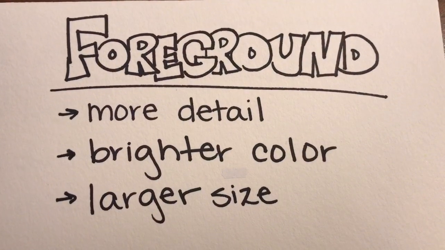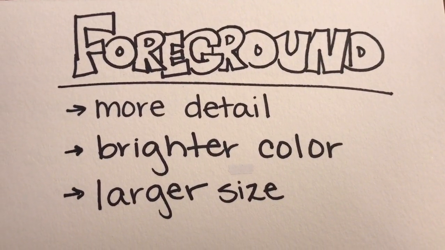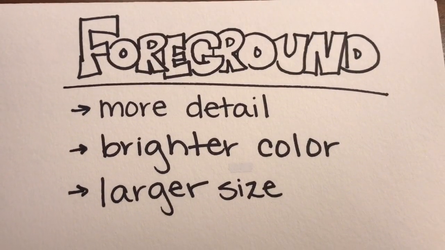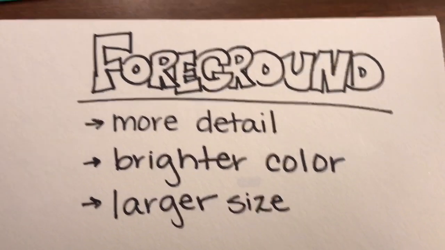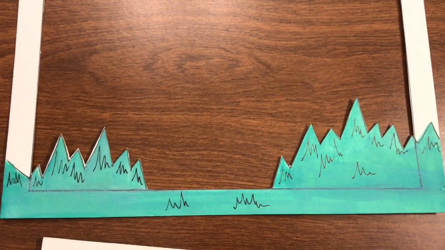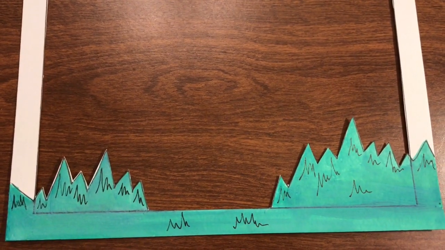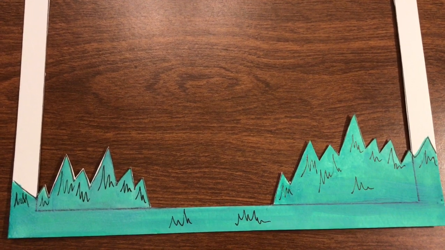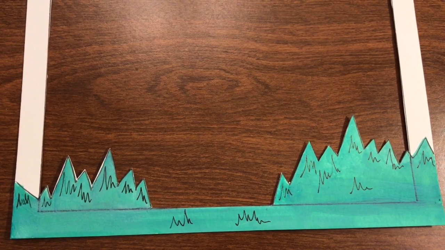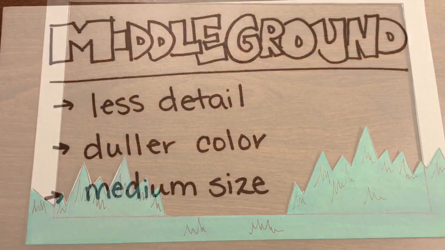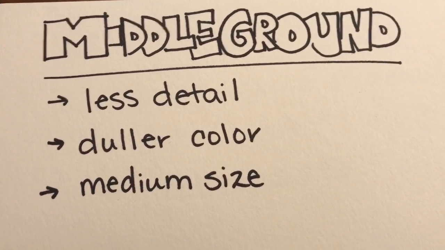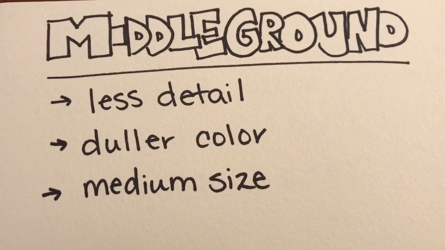When creating the foreground of your tunnel book, I want you to think about three things: more detail, brighter color, larger size. When I created the foreground for my tunnel book, I decided to use pen to add a little bit more detail. I also made the grass a little bit larger in comparison to the rest of the tunnel book.